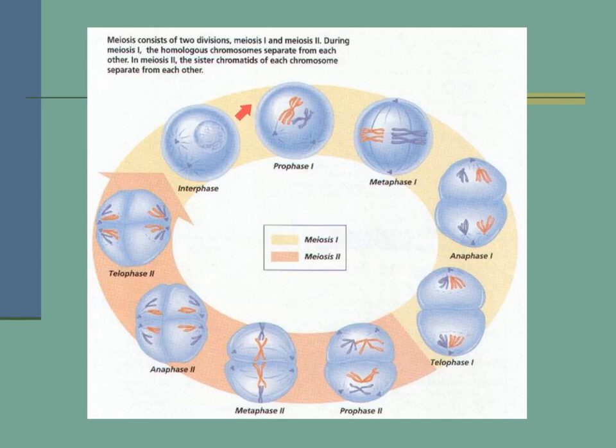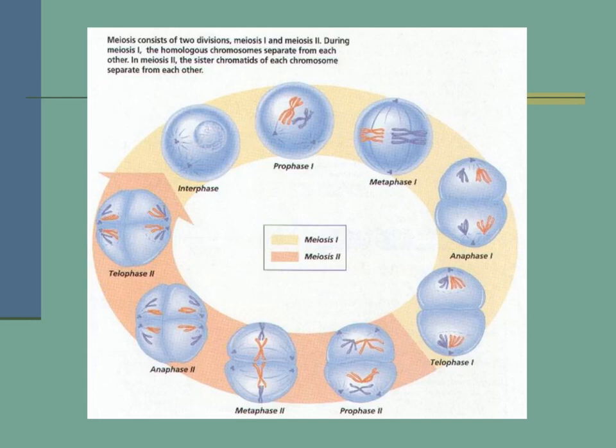Synapsis is where the homologous pairs of chromosomes pair up and twist around one another. Tetrads is the term that's used for these paired homologous chromosomes. Crossing over occurs, and this occurs when part of the chromatids exchange the genetic material. We'll talk more about that on our next slide.